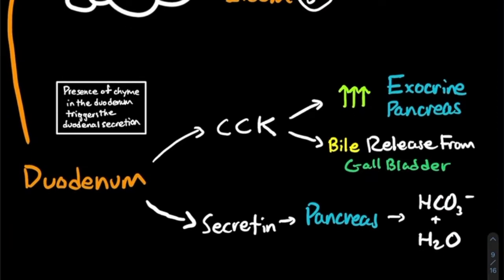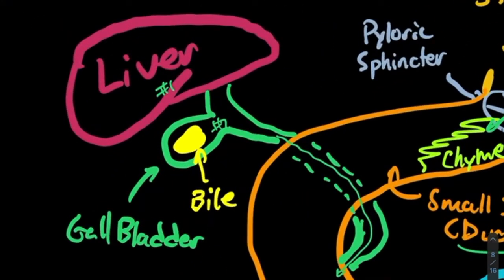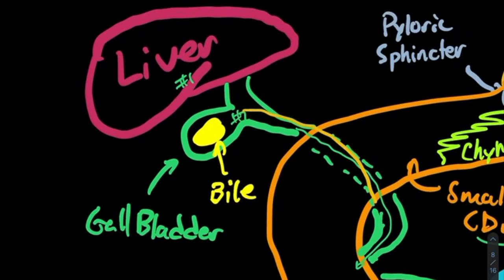So CCK goes ahead and it upregulates activity of what is called the exocrine pancreas. I break down the pancreas into two main functions. There is the endocrine pancreas and the exocrine pancreas. We'll go ahead and talk about those in a little bit, but understand that the CCK hormone upregulates activity of the exocrine pancreas, and it also stimulates bile release from the gallbladder. It causes the gallbladder to contract, releasing this bile into the duodenum. All right, and that's super important.